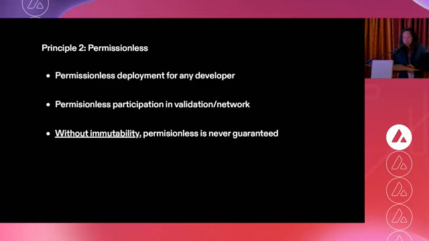And without immutability, without smart contracts that are guaranteed to not be changed or patched, permissionlessness is never guaranteed. So there was an example recently of a blue chip NFT project that migrated from Solana to Ethereum and Solana to Polygon.